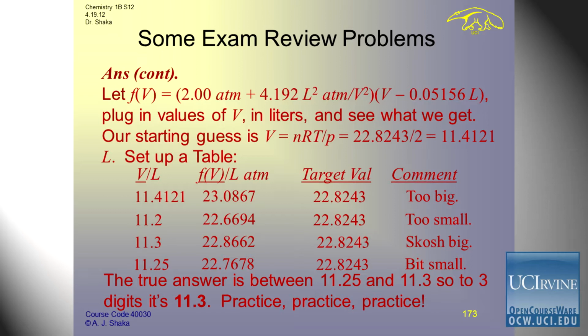Ideal gas law wasn't good enough. Van der Waals equation has A and B. We're taking that first guess, putting in the function. We know that nRT is 22.8243, and we're trying to see how accurate we are. So volume 11.4121 gives us too big a value. So we go a little bit smaller in volume, right? 11.2. Well, put it into our function, and that's a little too small. So 11.3, we put that in, and we're just a bit big.